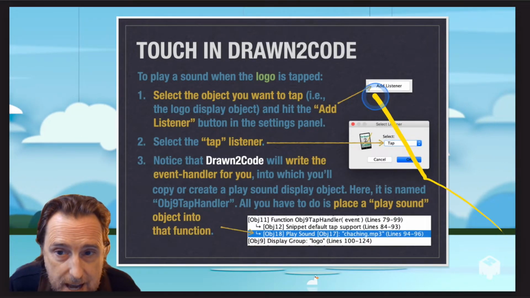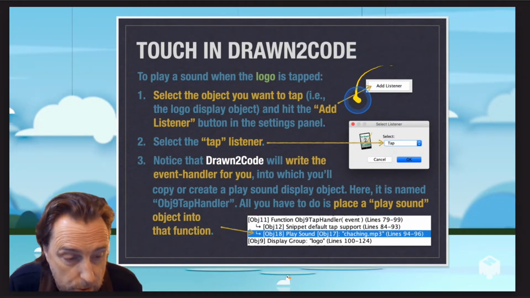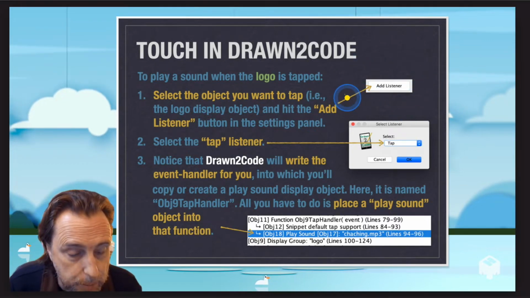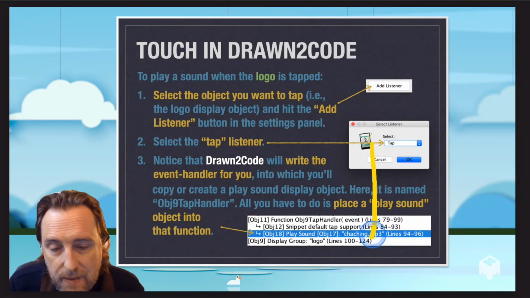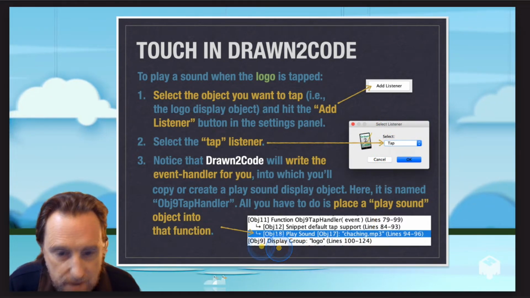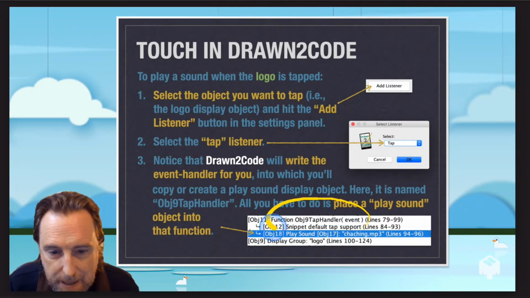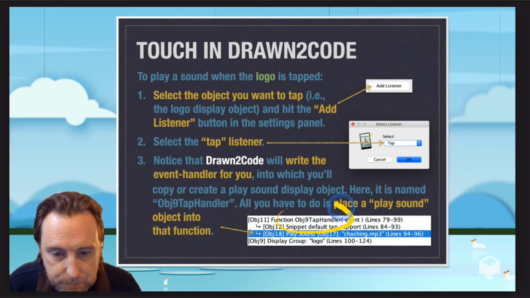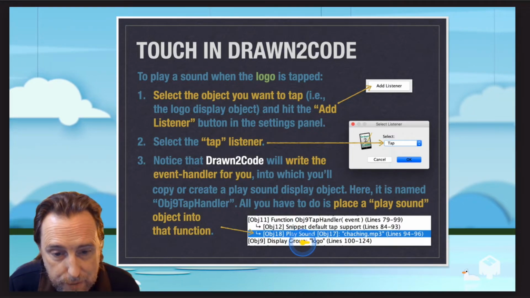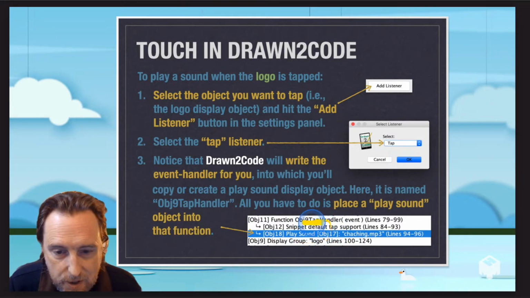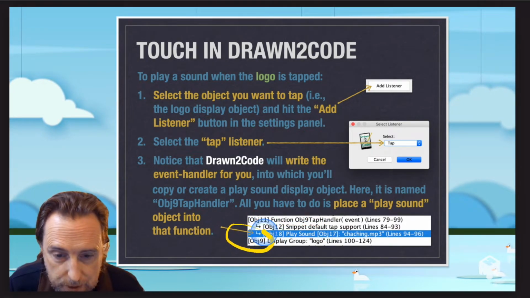When you add the tap listener, there's an add listener button on stuff that you can add listeners to. So for instance, the logo display group has an add listener button, and you could hit it and then specify you want to add the tap listener. And then in your script stack, what you'll get is above the display group, you'll get this tap handler. And it's in the proper order that it needs to be, so it's above the display group. It's called object 9 tap handler, or it's named based on whatever that object number is.